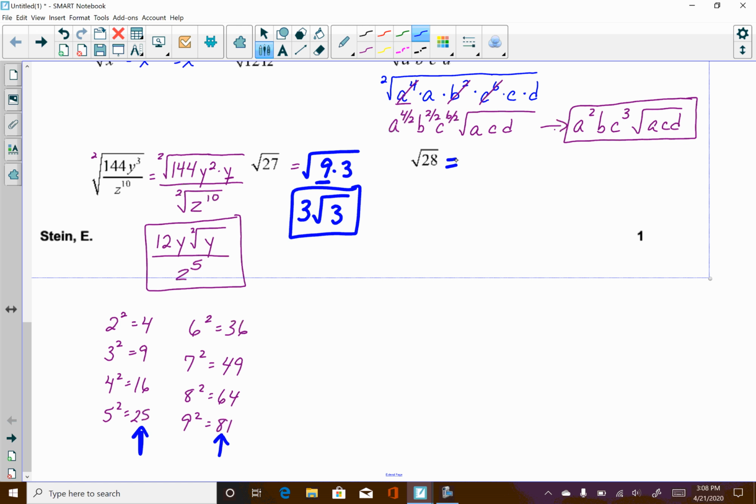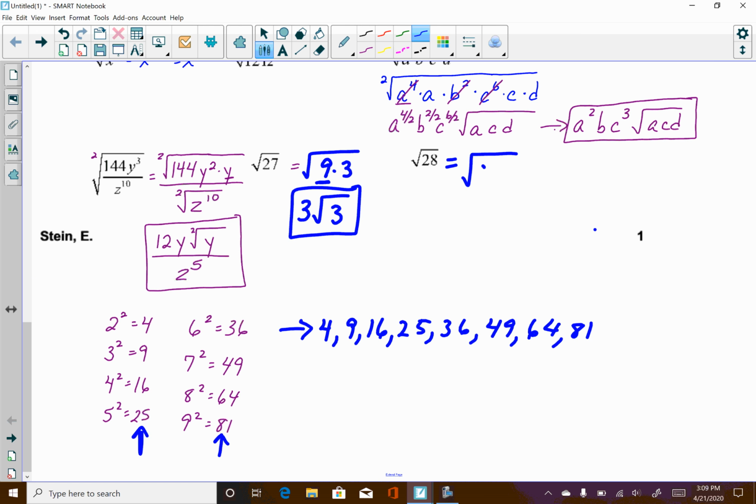Square root of 28. I look for the highest number in my list, and so let me reiterate my list here. So my list is 4, 9, 16, 25, 36, 49, 64, 81. These are numbers that I can take the perfect square root of. So I look for the highest number in this list that will divide evenly into 28. And hopefully you would agree, oh, well, 4 will. So 4 times 7. Now the square root of 4 is 2, so 2 comes outside the house, 7 stays inside. Okay.